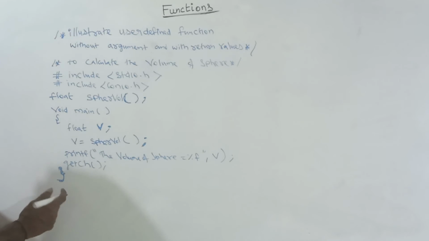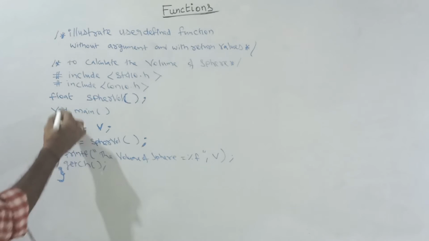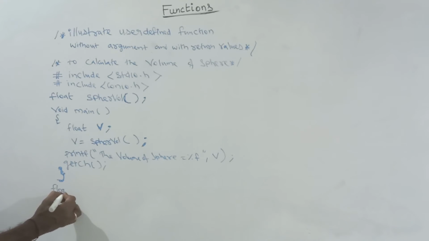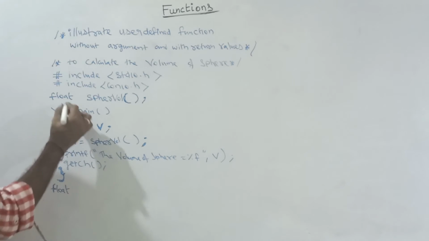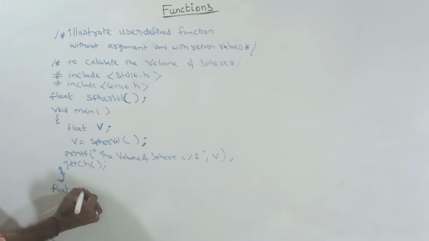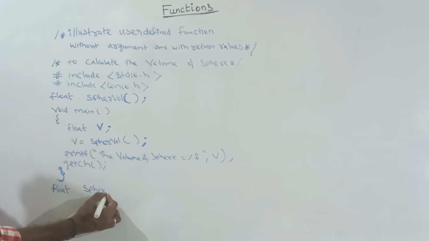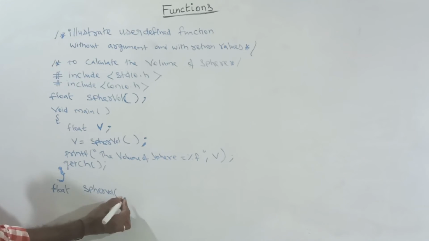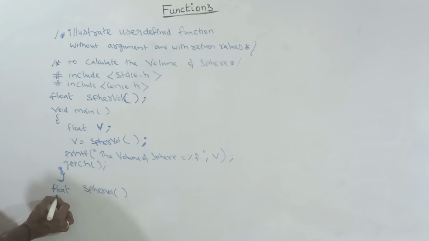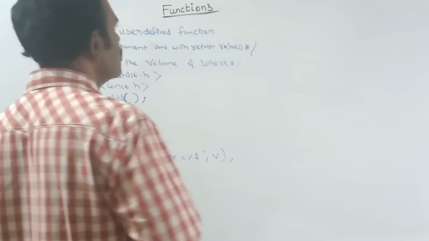After that, in the function definition part, we should get the input for height, radius, for everything. Here the return type is float. In the function definition part, see the syntax. What is the syntax? First the return type. Next, the function name. I have declared the function name as sphere vol. That's all. After that I am opening the brace; this is the function definition.